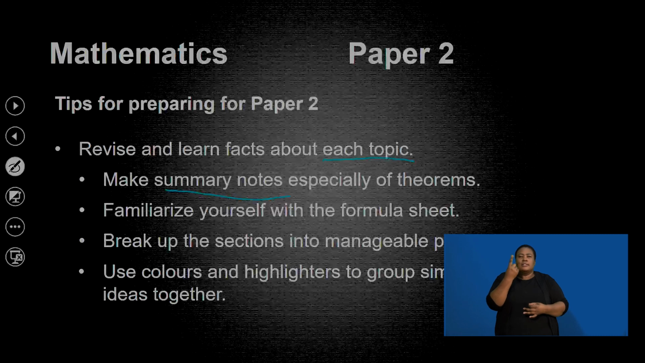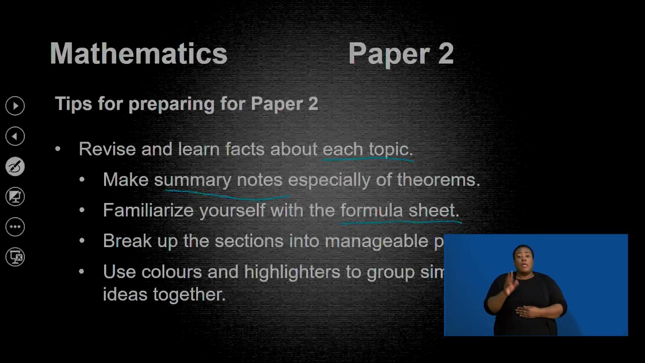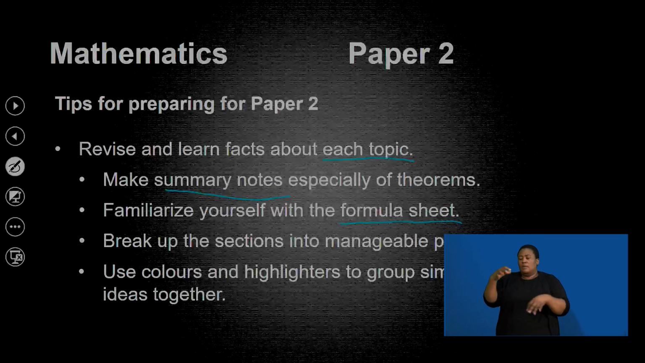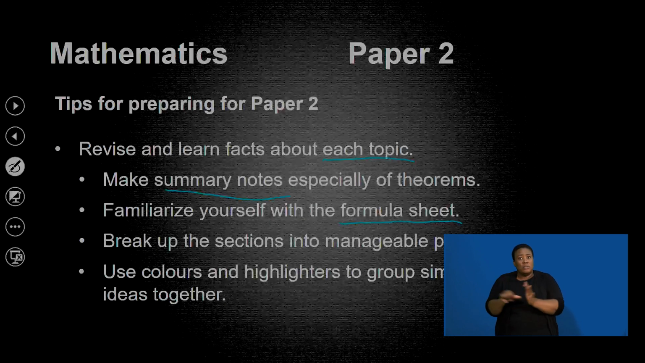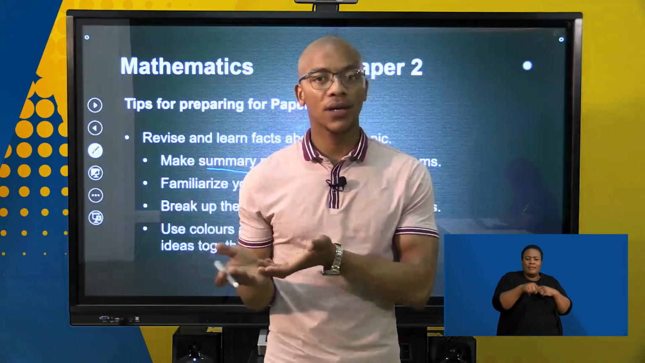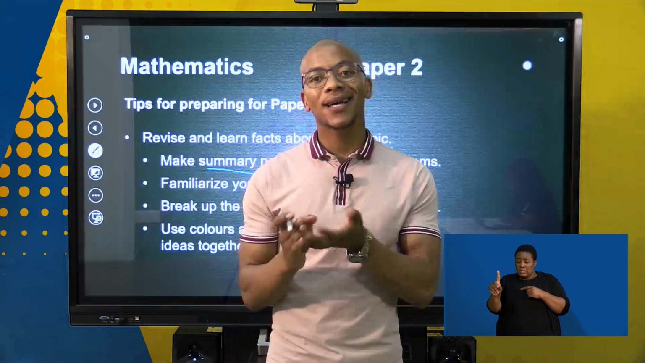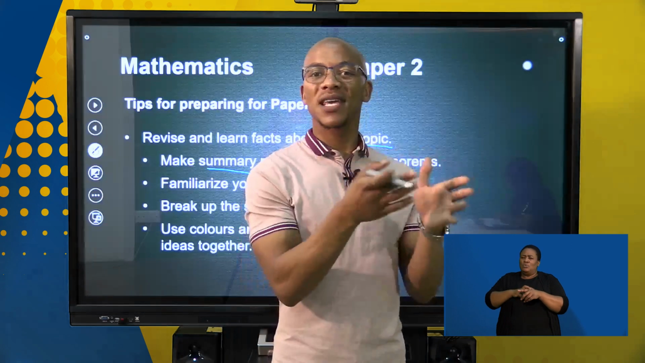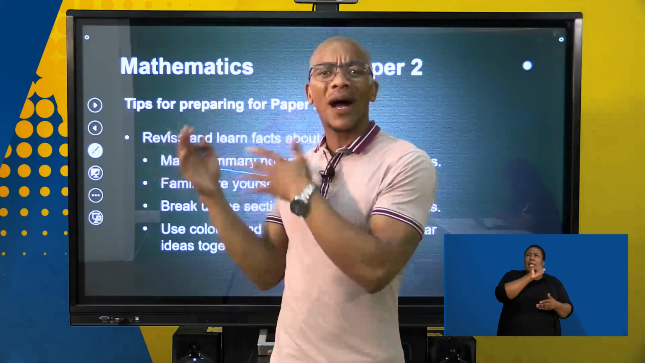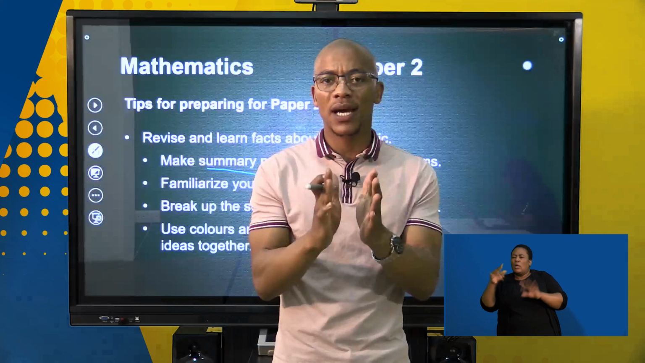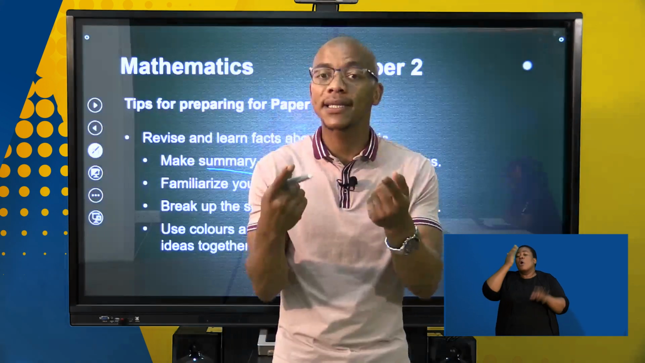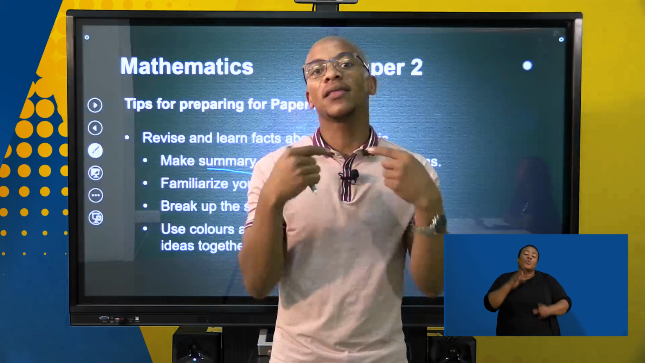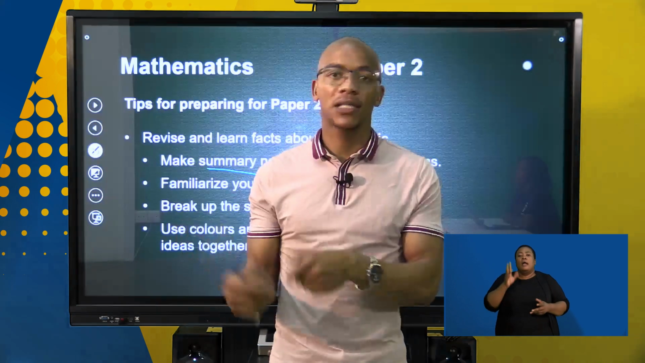And then also, familiarize yourself with the formula sheet. I can't stress this enough. For paper 2, the formula sheet is your friend. Why? Because most of the double angles and the compound angles are there in your information sheet. So you don't necessarily need to spend so much time trying to memorize what cos of A plus B equals. No, you don't need to do that. You just need to know how to apply it and when to apply it. And then always use your formula sheet.